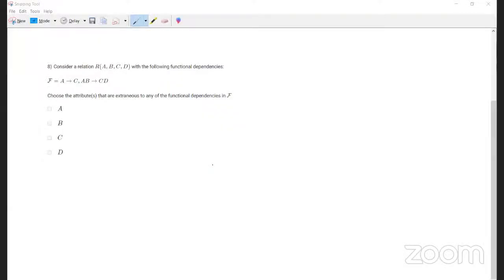Yeah, so here we have to find out the extraneous attribute, right? Yes. So can I tell my approach first and then you can point out where I'm going wrong? Okay. Let's first say what an extraneous attribute is: a variable that, even if we remove it from the functional dependency, we still get the original dependency. The functional dependency will not be affected, right? Okay, tell me your approach.